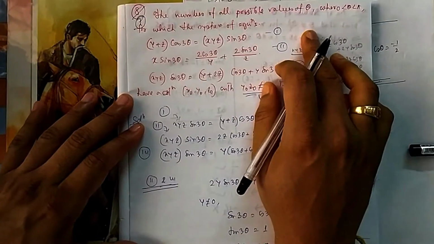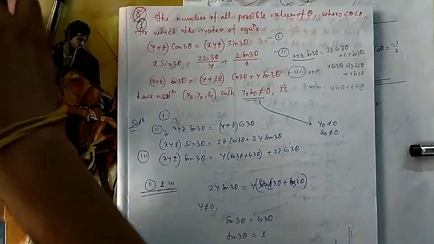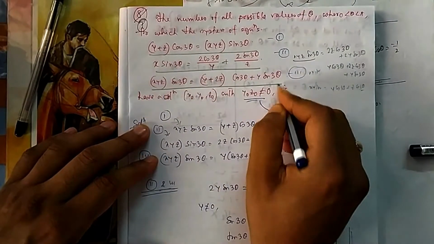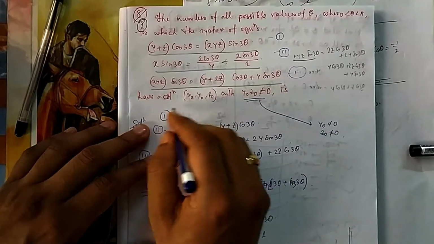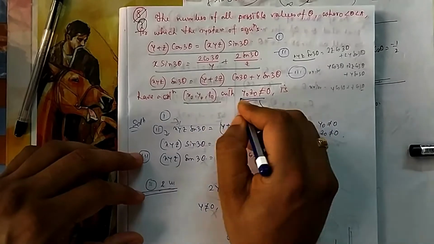Next, if you see this one, the number of all possible values of theta for which the system of equations, there are 3 equations they have given. This is one equation, this is another equation, this is another equation they have given. Okay, to have x0, y0, z0, you need a solution of x, y, z with this not equal to 0.